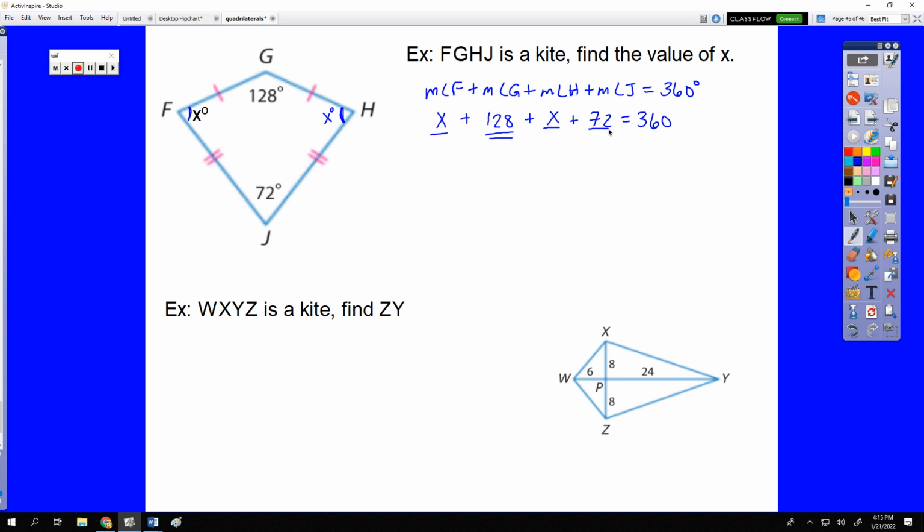We combine like terms, giving us 2x plus 200 equals 360. We subtract 200 from each side of the equation, which gives us 2x equals 160. And then we divide by 2, and that gives us that x has a value of 80.